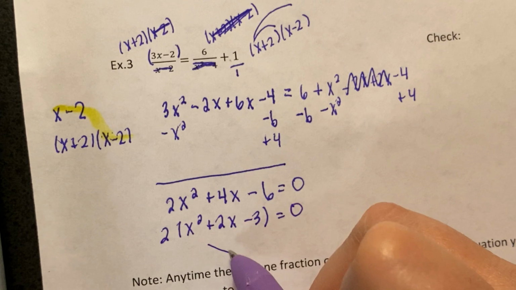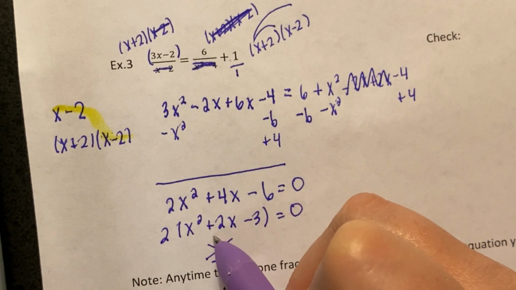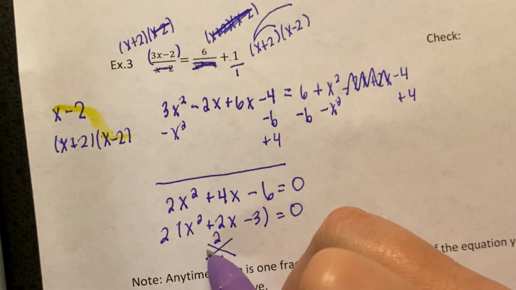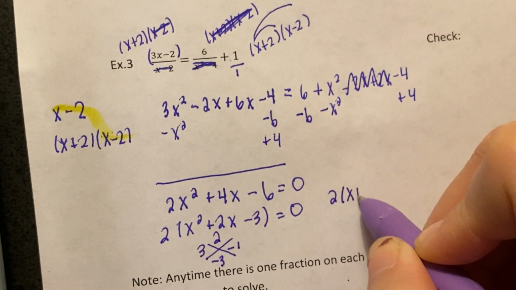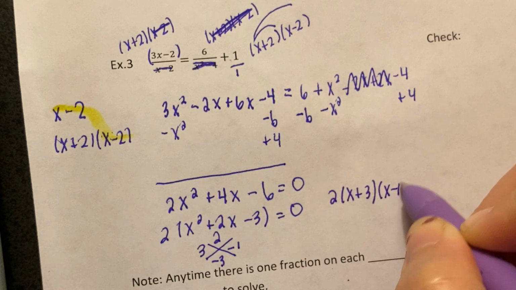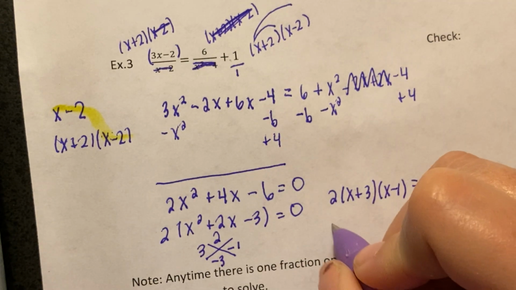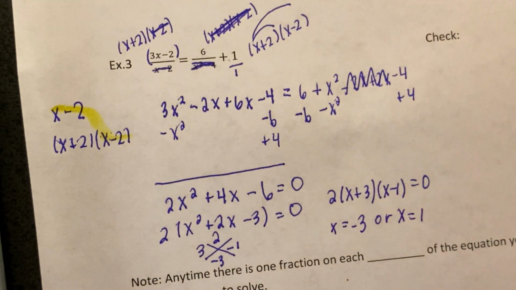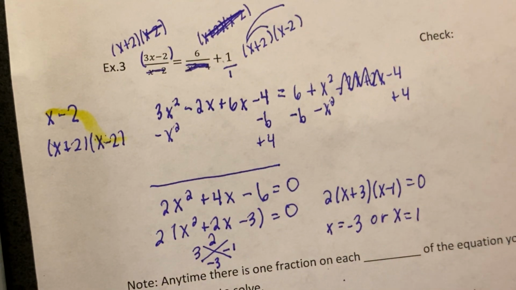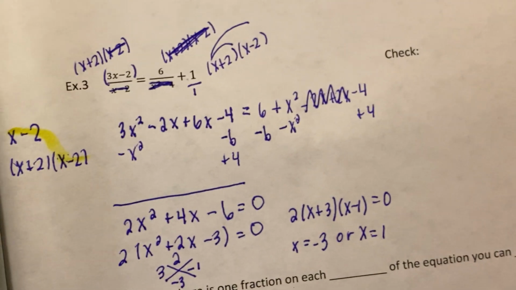So this is the x method. Can you multiply to make negative 3 and add to make positive 2? So it'd be 3 and negative 1. So we get 2 times x plus 3 times x minus 1 equals 0. So my two solutions are negative 3 and 1. So I have to check 2 answers on this one.